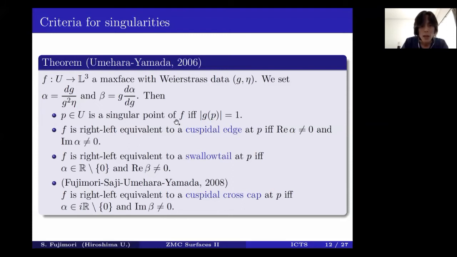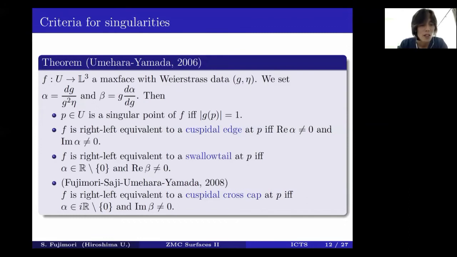And F is right-left equivalent to a cuspidal edge at P if and only if both the real part of alpha and the imaginary part of alpha are non-zero. And F is right-left equivalent to a swallowtail at P if and only if alpha is a non-zero real number, and the real part of beta is non-zero. And also, F is right-left equivalent to a cuspidal cross cap at P if and only if alpha is a non-zero pure imaginary number, and the imaginary part of beta is non-zero. So this is a kind of useful criterion. So we can determine the singularity just by looking at the Weierstrass data.